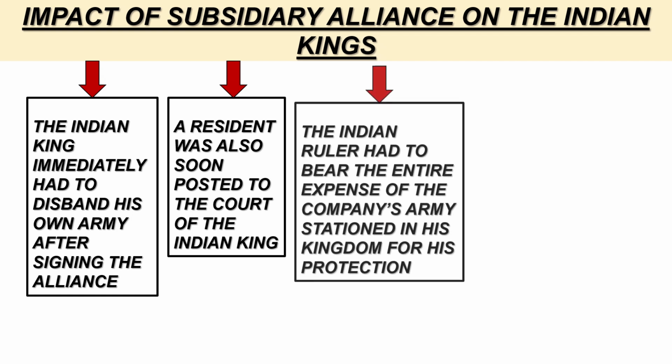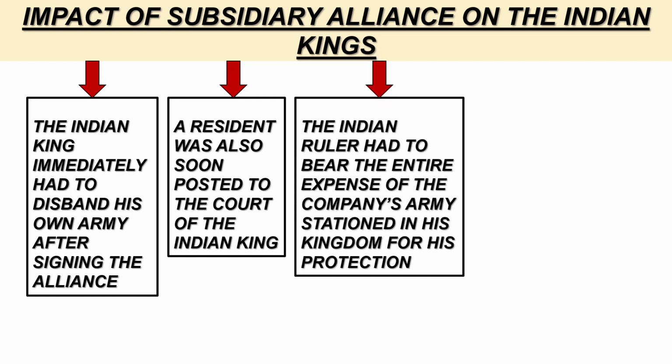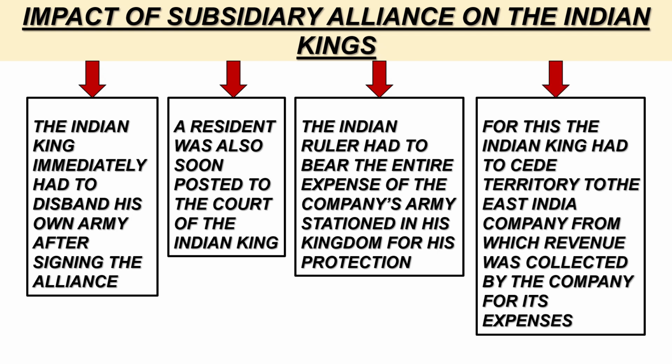Number 3. The Indian ruler had to bear the entire expense of the company's army stationed in his kingdom for his protection. The Indian king even had to pay salary to the company's army. If any Indian king failed to make the payment on time, a part of his territory was taken away as a penalty. And number 4, for this the Indian king had to cede territory to the East India Company, from which revenue was collected by the company for its expenses.